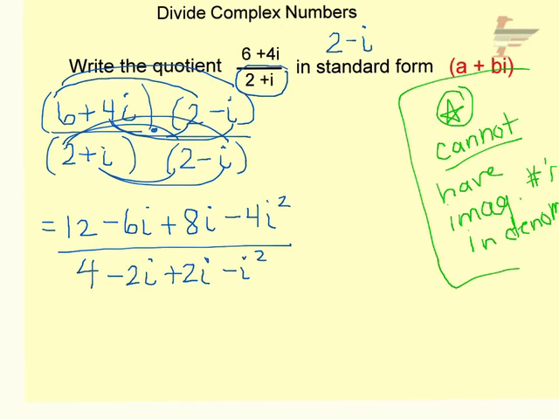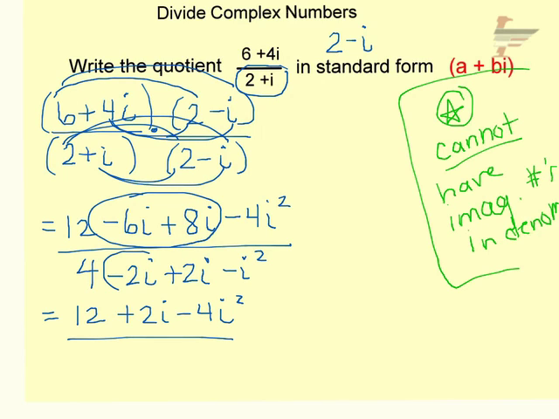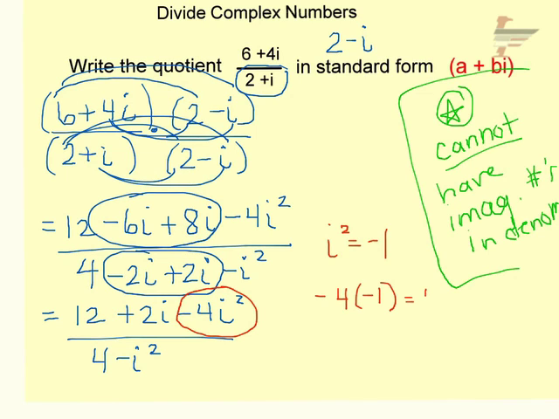Okay, now I can combine a few like terms for sure. 12, negative 6i plus 8i would be plus 2i. In my denominator, negative 2i plus 2i cancels out, so that's good. So a little bit of simplifying. Now the other thing you need to note, of course, is i squared. i squared is what again? It's negative 1. So this negative 4 times i squared is really a positive 4. This negative i squared is really a positive 1.